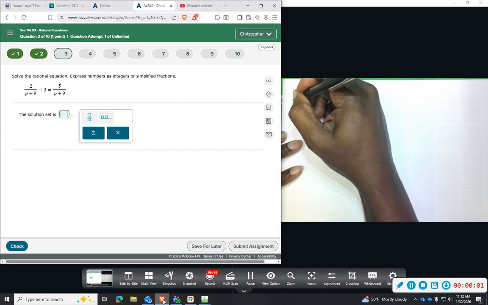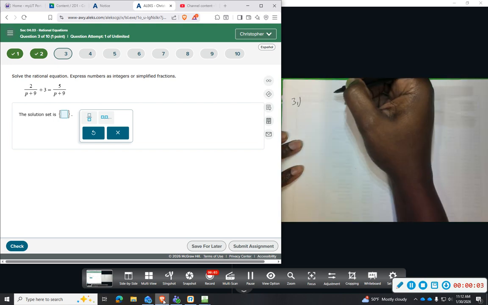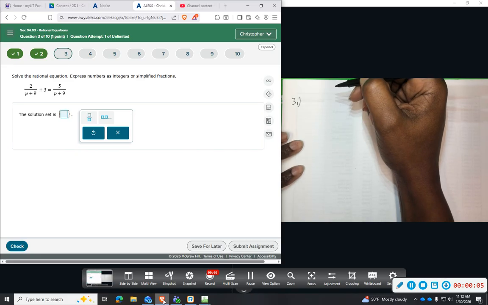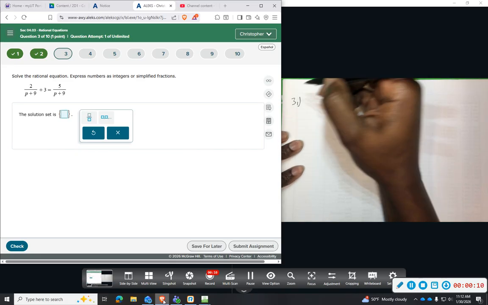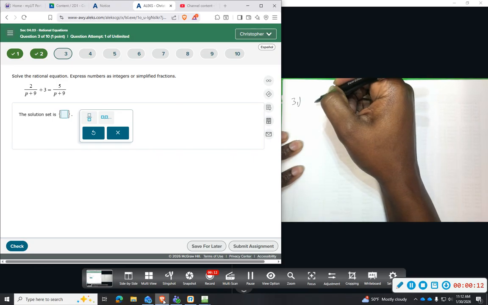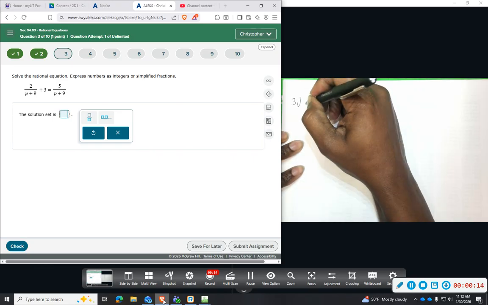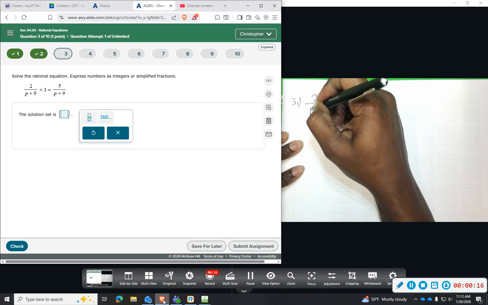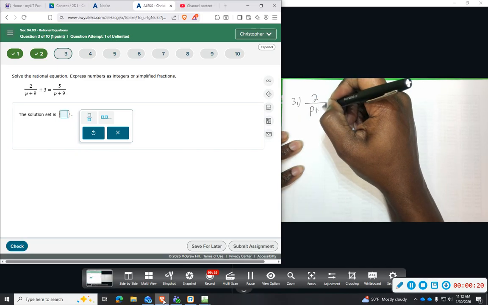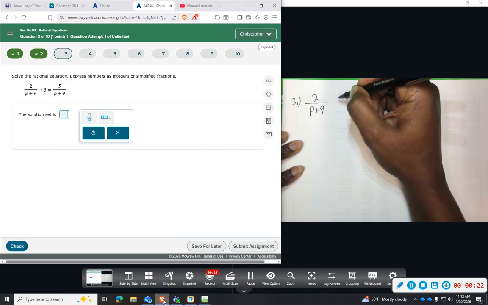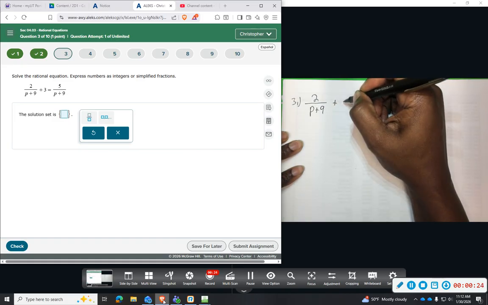All right, number 3, we're going to solve this rational expression. Now on this one, we got to be careful. 9 or negative 9 would not work if you set the denominator not equal to 0. So we got to keep that in mind if we solve this and negative 9 turns out to be a potential solution. This time the denominator is the same.